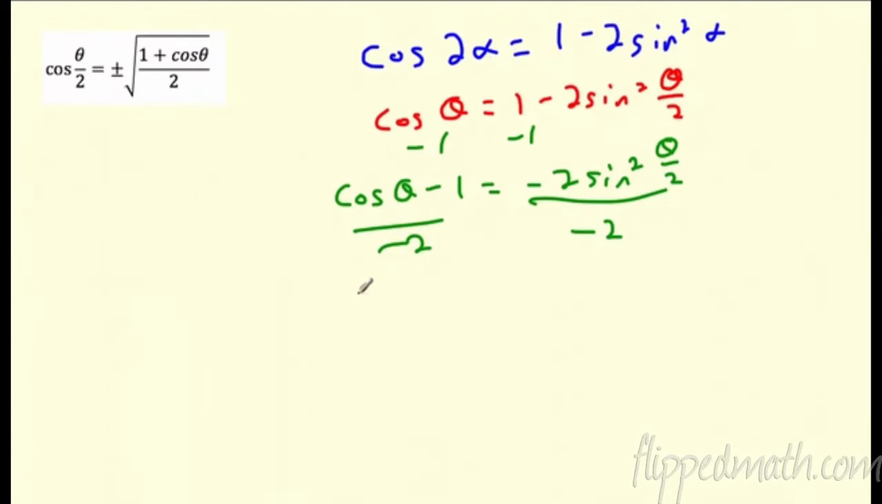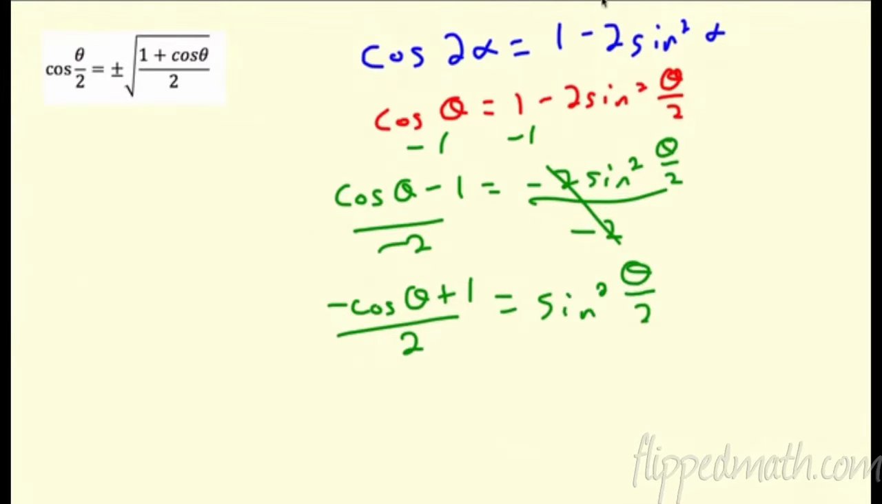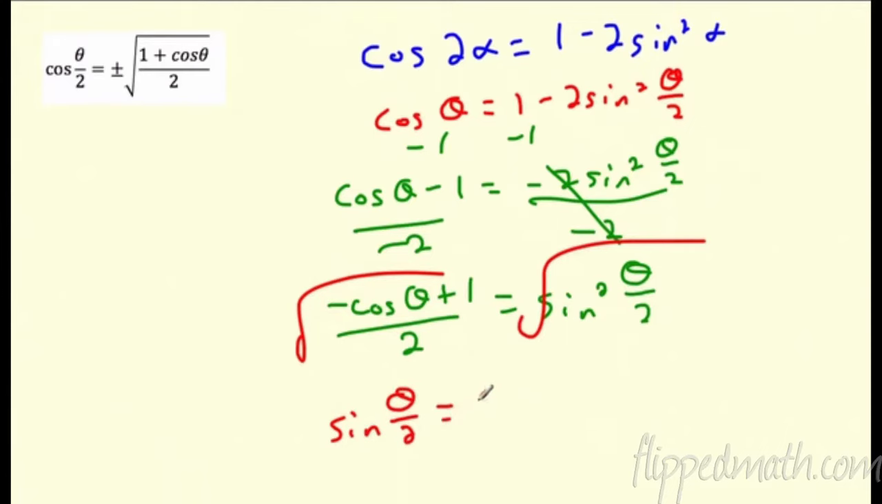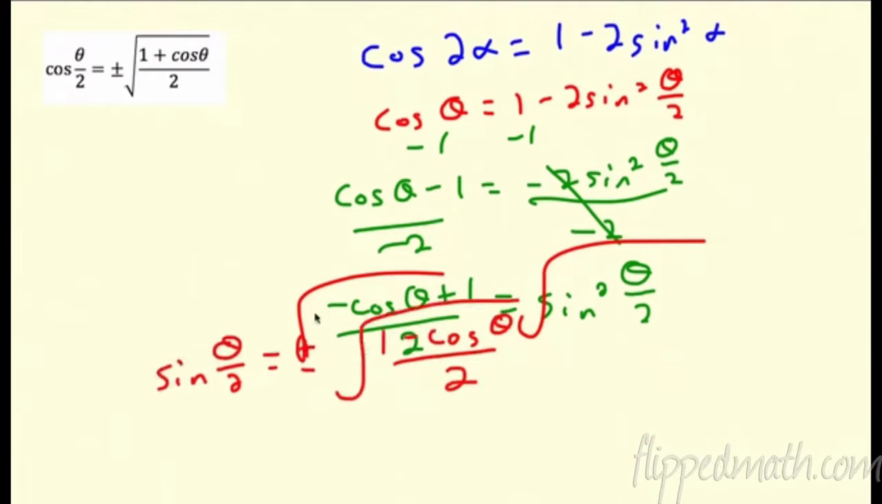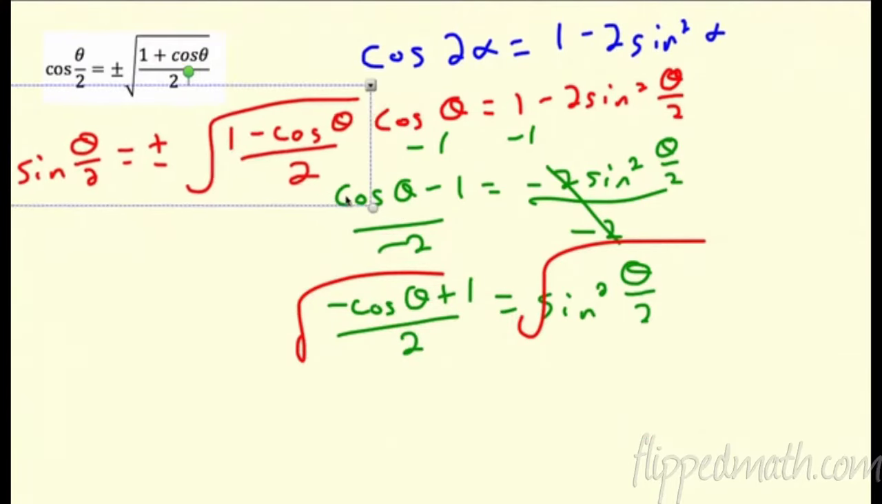Well, I'm going to bring that negative on top. It really becomes negative cosine theta plus 1 all over 2. And those cancel, and I'm left with sine squared theta over 2 equals that. Again, maybe you're just holding out for the finale. Here it comes. What do I do to both sides? I've got to square root it to get it by itself. And I'm going to flip it so it looks a little bit prettier. We've got the sine of theta over 2 equals, remember, plus or minus. And I'm going to change this. Instead of minus cosine plus 1, I'm going to go 1 minus cosine theta all over 2. There it is. That is the other half angle identity.